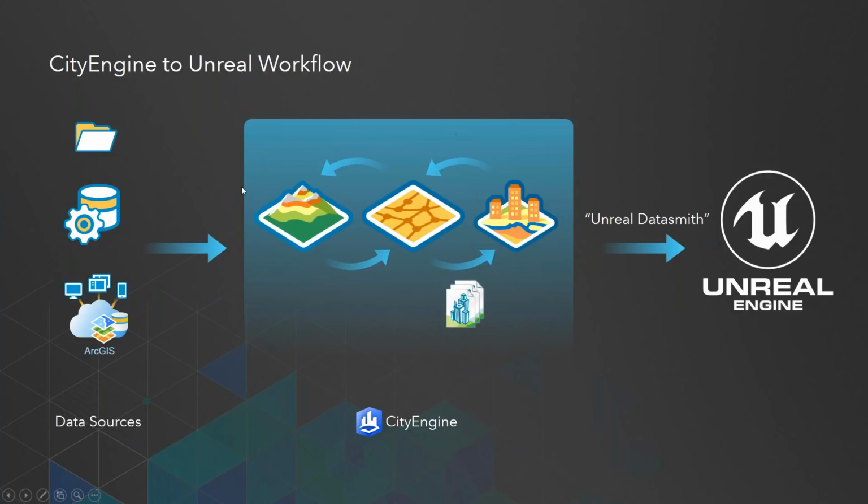And then in the middle here, this is basically the traditional CityEngine workflow. You work on your terrains, you work on your street networks, you use the CGA language mentioned by Chris before to generate your building models. You iterate on that, and when you're ready, you export that into Unreal. So let's jump right into CityEngine.